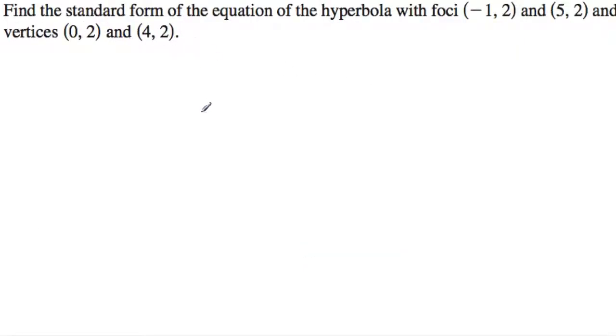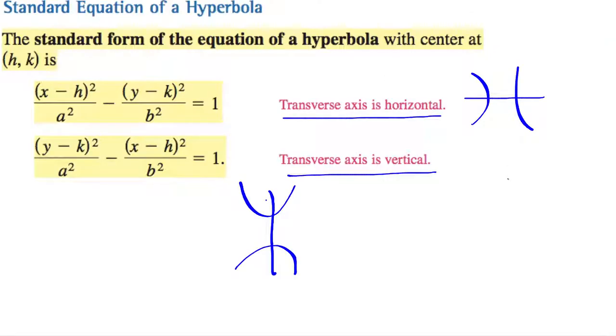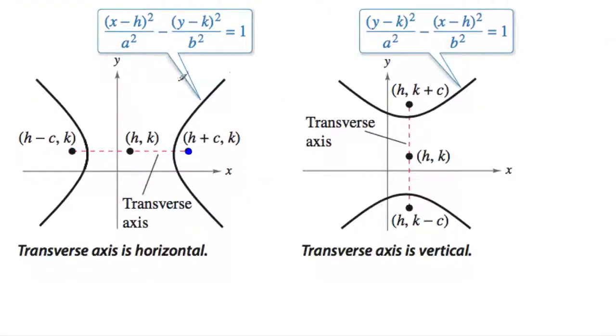All right, so we want to find the standard form of the equation of the hyperbola with foci at -1, 2, and 5, 2, and vertices at 0, 2, and 4, 2. So noticing that the vertices are at 0, 2 and 4, 2, and the foci are at -1, 2 and 5, 2, we have this horizontal lining. So we know we're going to use this formula here.